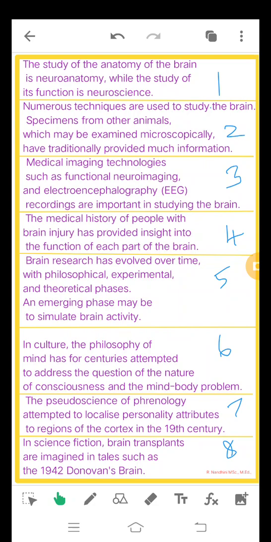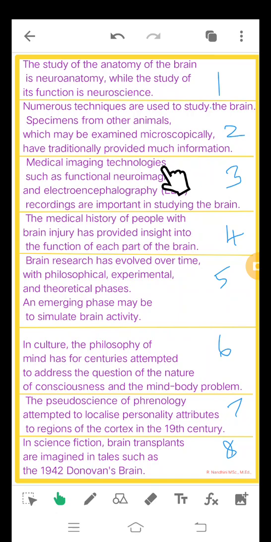First point, the study of the anatomy of the brain is neuroanatomy, while the study of its function is neuroscience. Second point, numerous techniques are used to study the brain. Specimens from other animals, which may be examined microscopically, have traditionally provided much information.